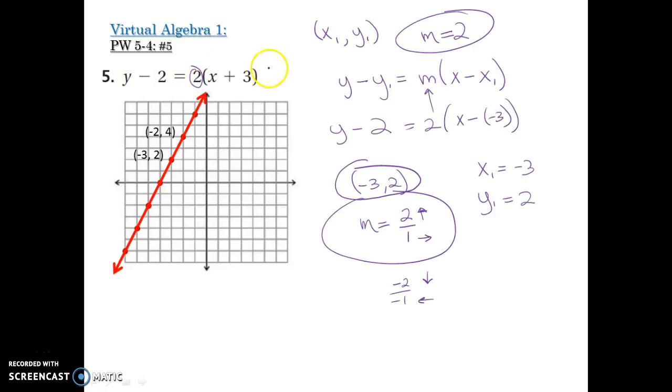So we found our point. We used our slope to go from that point on the line to find another point on that line. And that's how you do it.